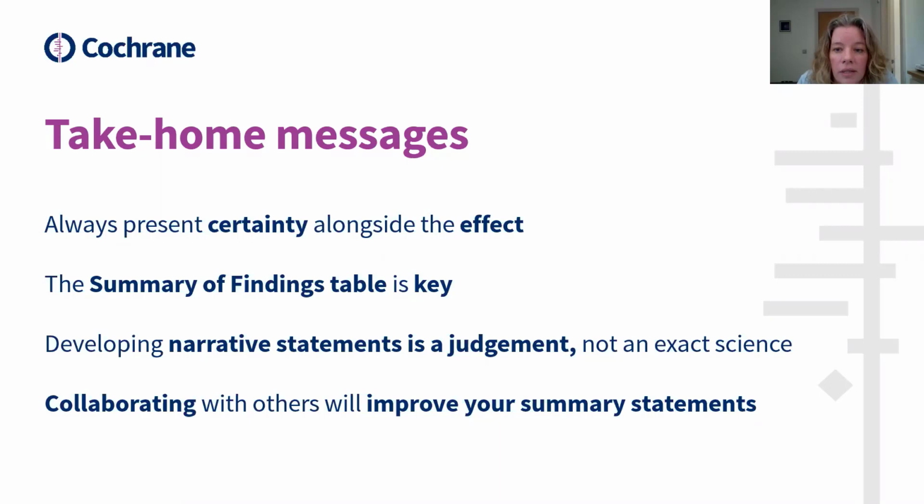So just some take-home messages quite quickly before we close. Always present the certainty of evidence alongside the effect. The summary of findings table is always where you should start. For review authors and editors, ensuring quality and consistency of the summary of findings table is really important. And for disseminators, if you don't understand something, it's likely not your fault. Ask the authors or the review group if you're struggling to understand something or you need more information that's not in the summary of findings table.